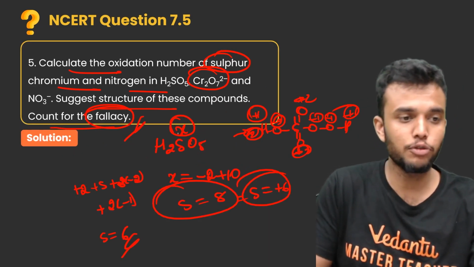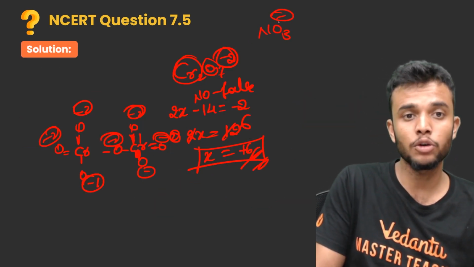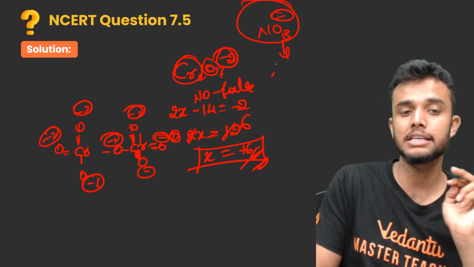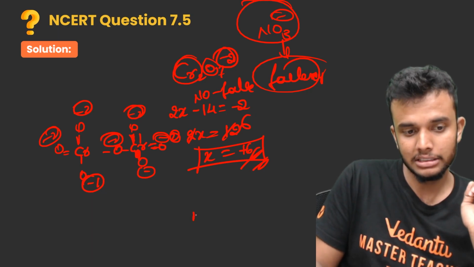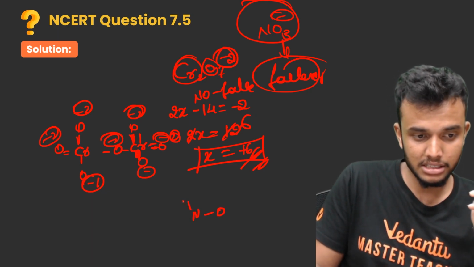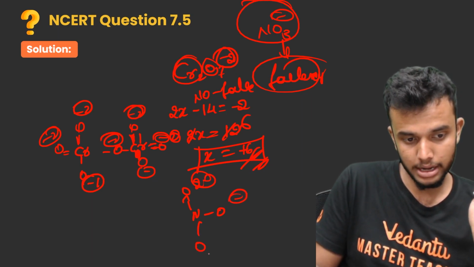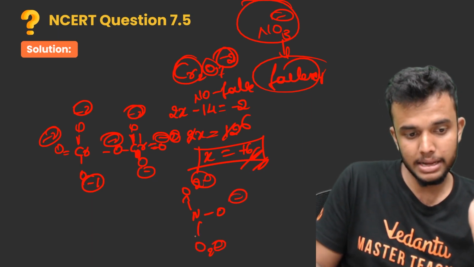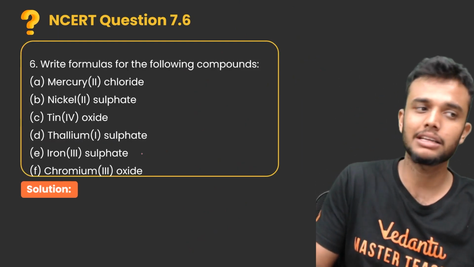Okay, let's move to the next one. Last one. NO3 minus. Students, this is homework for you guys. Let's tell the valency in the comment section. It is very easy. I write the structure also. Okay, it is the structure. O2 minus is there. Please tell the valency in the comment section. Let's move to the next solution.